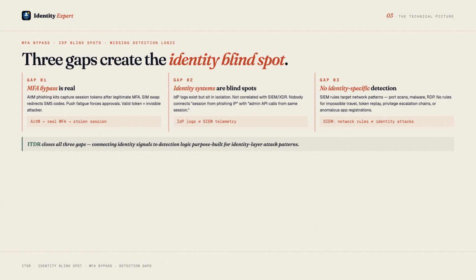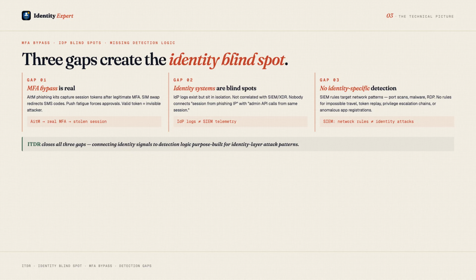3 gaps converge to create the identity blind spot that ITDR addresses. Gap 1, MFA bypass is real. Adversary-in-the-middle phishing kits like Evilginx and Muraena sit between the user and the legitimate IDP, capturing session tokens after the user completes real MFA. SIM swap attacks redirect SMS codes. Push fatigue attacks bombard users until they approve a fraudulent prompt. These are not theoretical attacks. They are commodity tools available for purchase. Once the attacker has a valid session token, every downstream system sees a legitimate authenticated user.